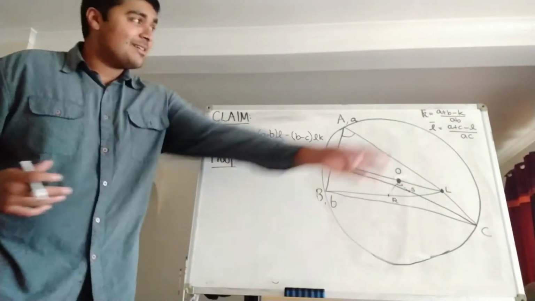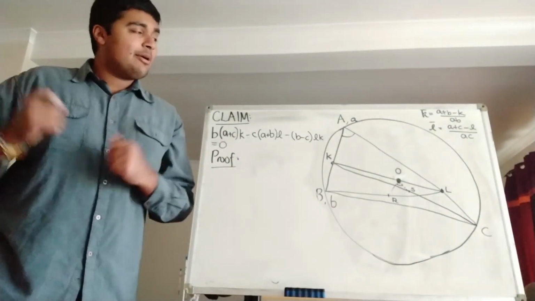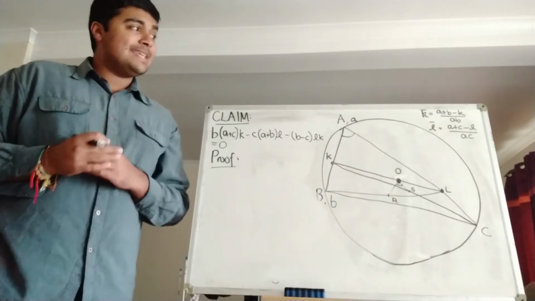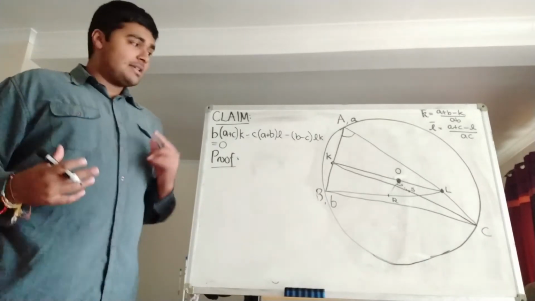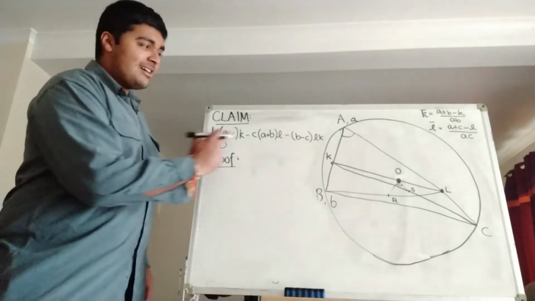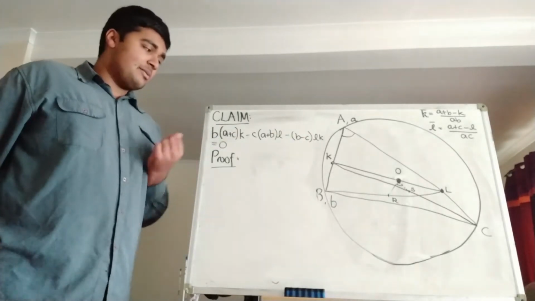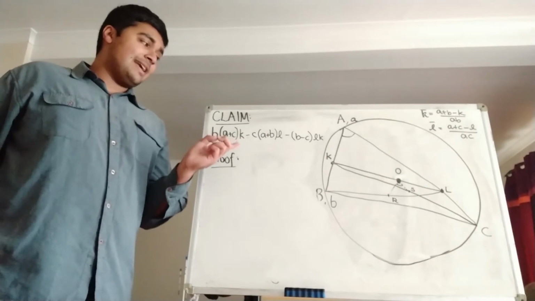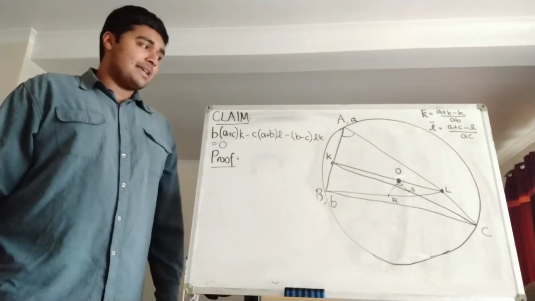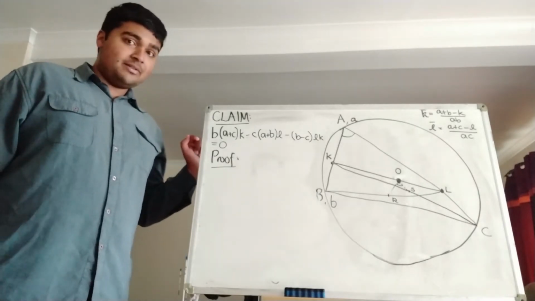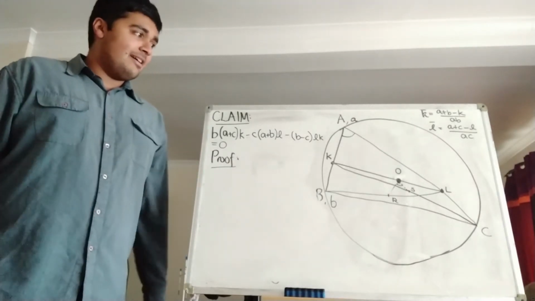Okay, so I've written down up here what we just proved. K bar equals A plus B minus K over AB, and L bar equals A plus C minus L over AC. The next thing I've done is I've written a claim, and that is that this ugly expression here equals 0. So we've got B times A plus C times little k minus C times A plus B times l minus B minus C times lk, that guy there equals 0. And the proof to this is just mainly algebraic.